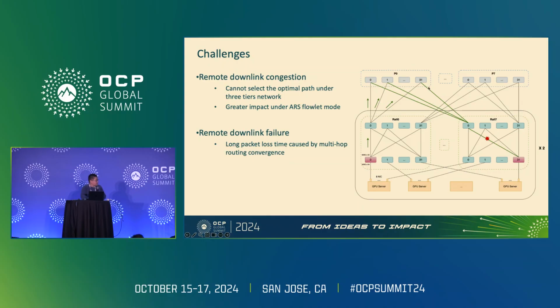From the current status, there are two enhancements that will be introduced. One is the awareness: the spine switch needs to be aware of the quality changes on the remote link. And the second is the modification to the cross-rail connectivity.